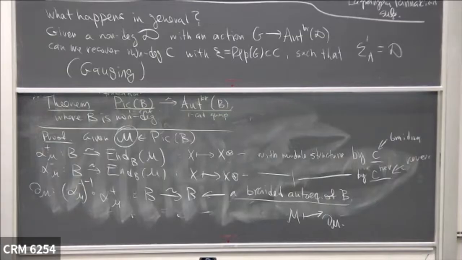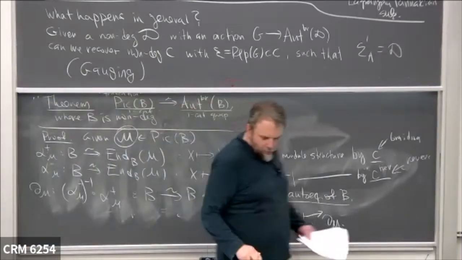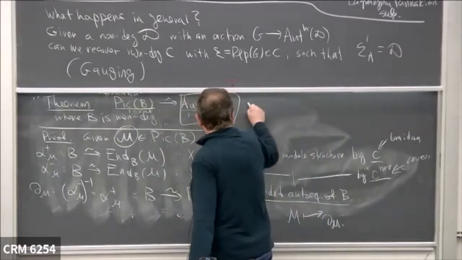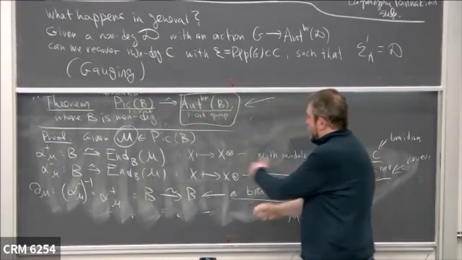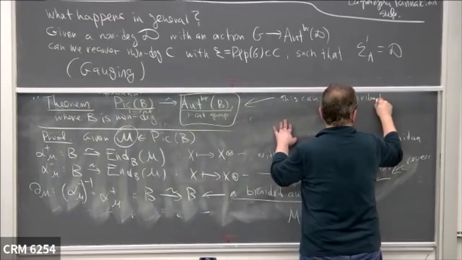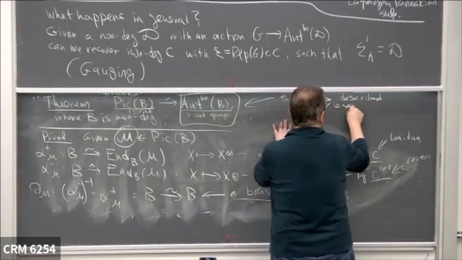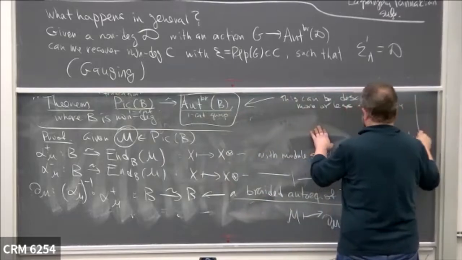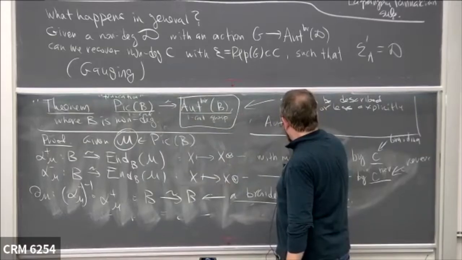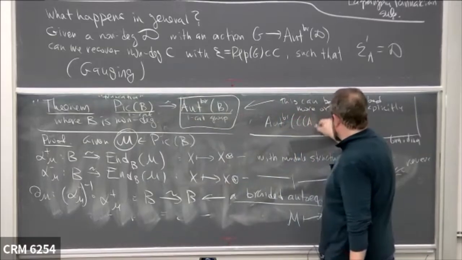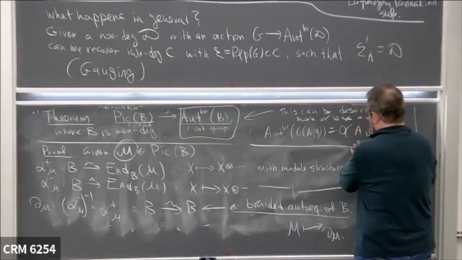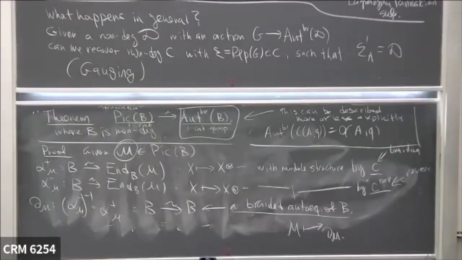Now, why is this useful? Because this group is much easier to describe, right? Well, there is still some work, but for example, we know this can be described more or less explicitly. We have seen some examples last time, right? For the pointed category, this is just the orthogonal group. Well, orthogonal groups are also fairly complicated, but at least we know what they are.